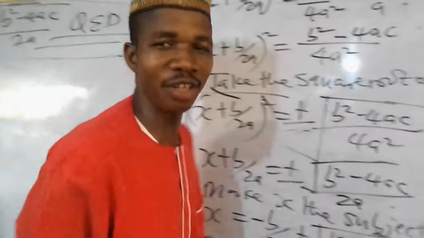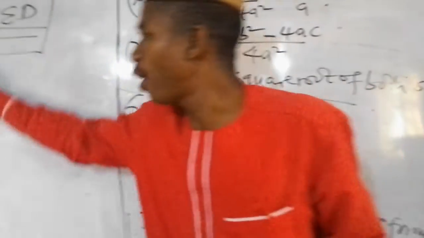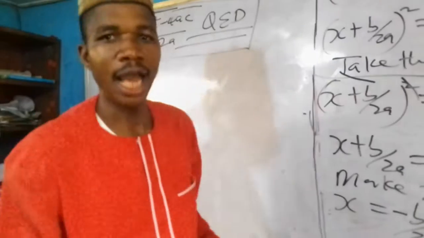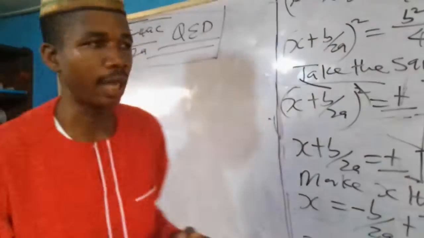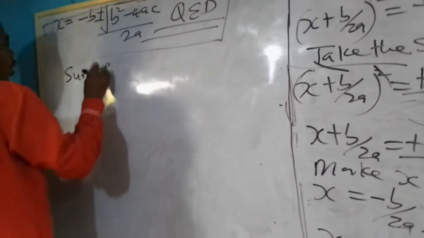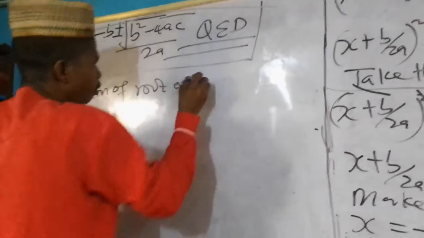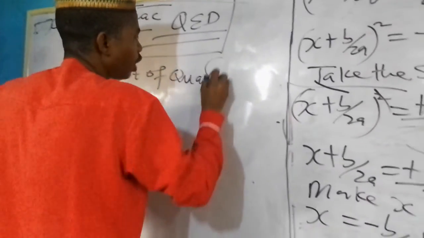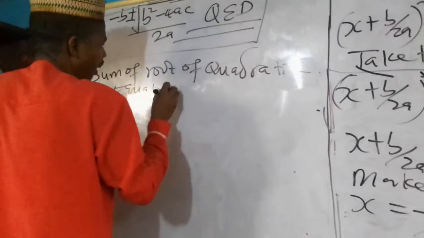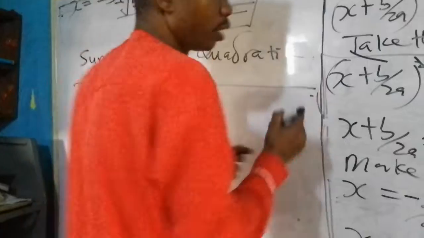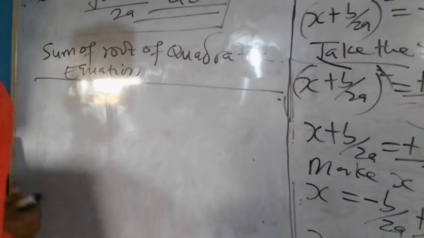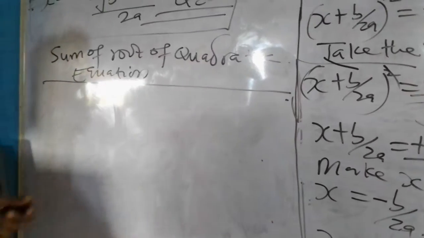This is not where we are going to stop. We move further to look at the sum of roots of a quadratic equation and the product of roots of a quadratic equation. First, the sum of roots of a quadratic equation.